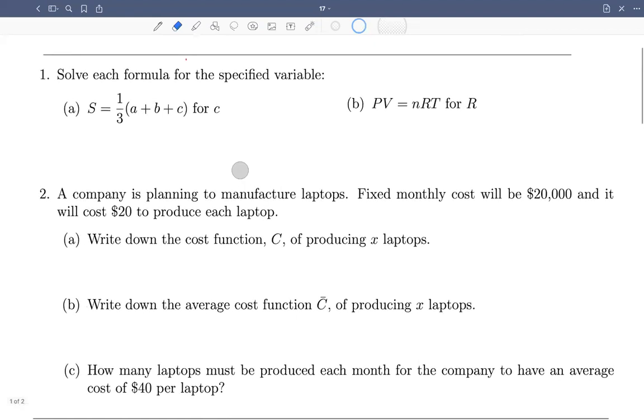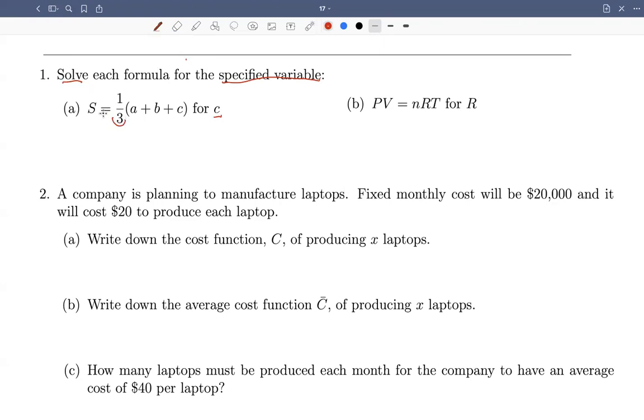So the first question is, solve each formula for the specified variable. So A, we're given this formula, S equals 1/3 of A plus B plus C. We want to solve for C. So first, we want to get rid of this 1/3.